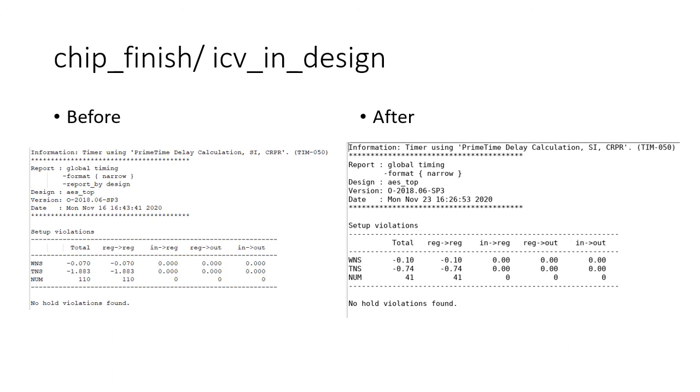So the next task was to reduce the LVS errors that I got after the chip finish and ICV in design. The timing violations increased for the setup after using the PrimeTime timing results, and there are still no hold violations. So I reduced these using the techniques shown for the lab. Around now from 110 I have reduced it to 41. Still I'm working on it to reduce it further.